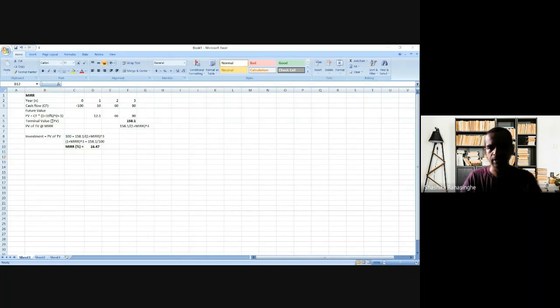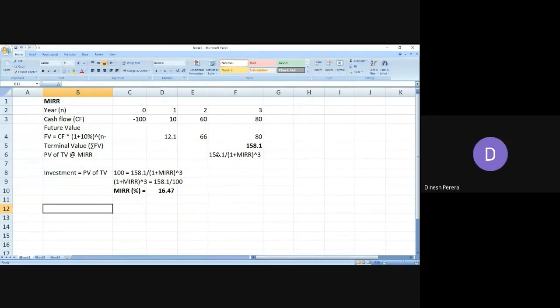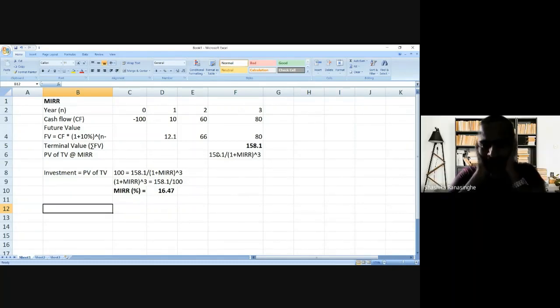So I hope that was clear. Shall you try project B also? But this is a normal cash flow, no? Not an abnormal one, no? No, this is normal cash flow.